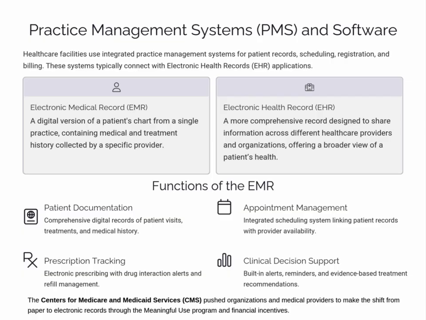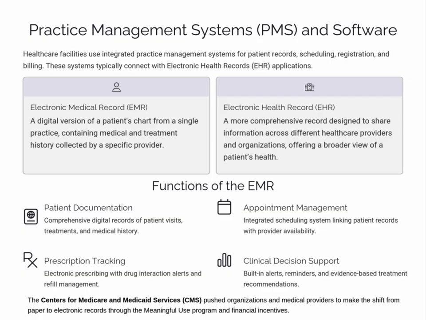I also want to point out that when I'm saying electronic records, a lot of times people will say EHR and EMR interchangeably, but they do have very specific meanings. The EMR, or electronic medical record, is the patient's chart in a single practice. So whatever facility you work in, you will be documenting in an EMR, meaning that is that specific patient's chart. The EHR, or electronic health record, is a more comprehensive record that is shared across multiple organizations with multiple providers.